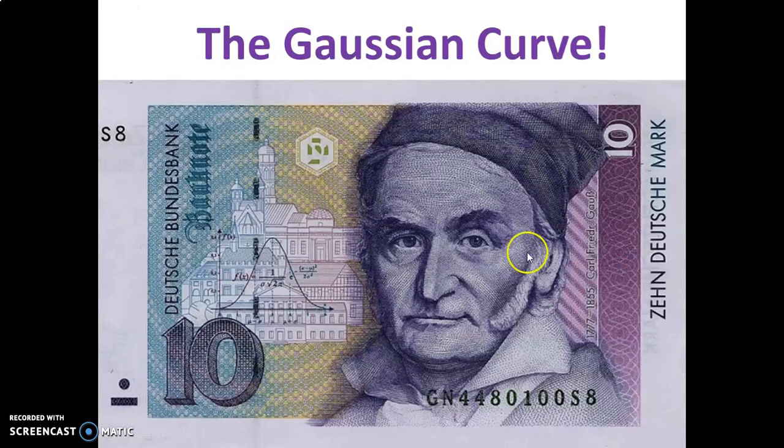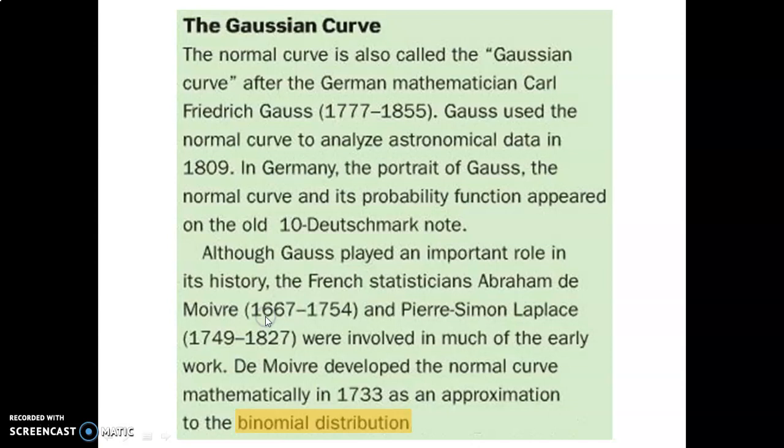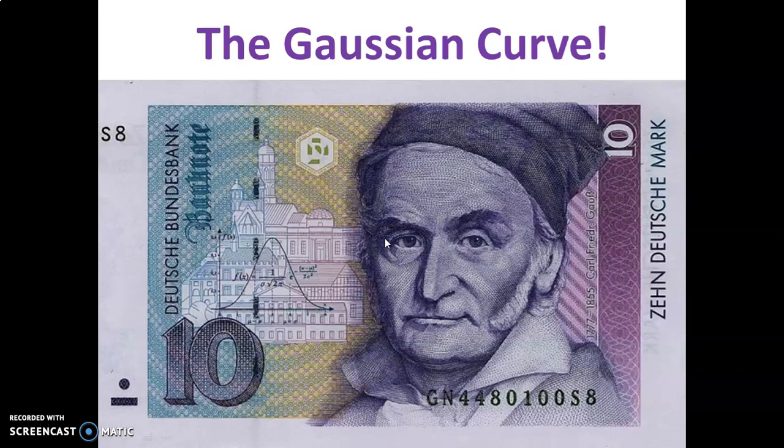It's called the Gaussian curve because it's named after this person right here, the German astronomer, physicist, and scientist Gauss. And you can see here is his Gaussian curve on this 10 Deutschmark note. So the normal curve, also called the Gaussian curve, is named after the German mathematician Carl Friedrich Gauss. Gauss used the normal curve to analyze astronomical data in 1809. In Germany, the portrait of Gauss appears on the Deutschmark note, which we just saw.